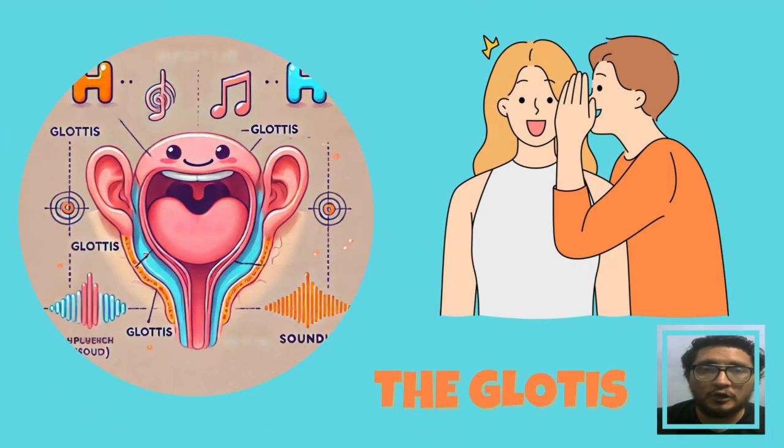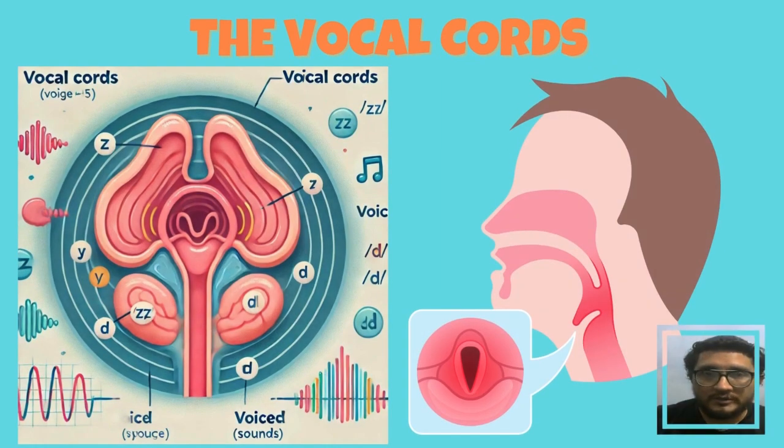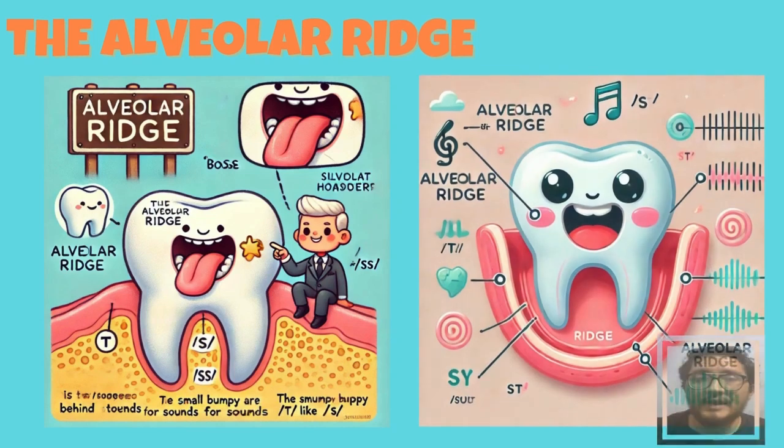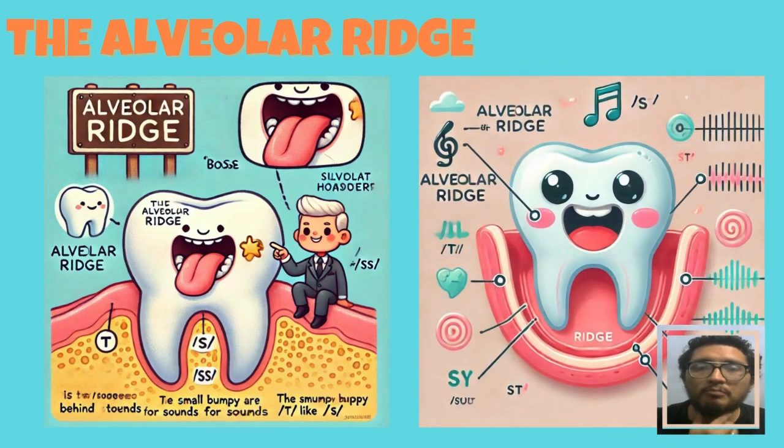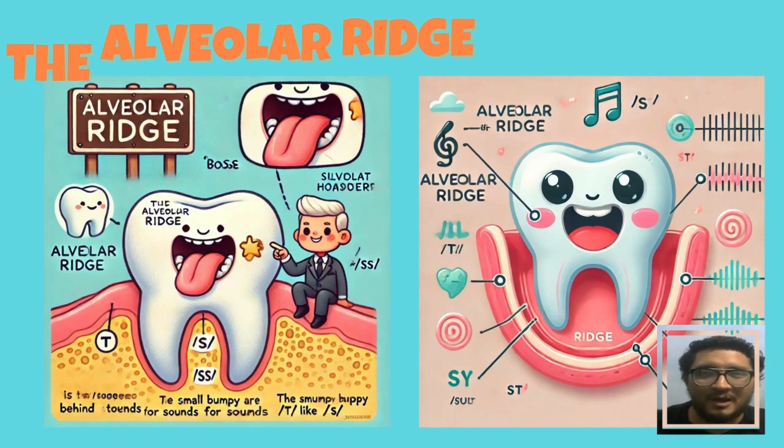Now it is the turn for the glottis. That little gate in your throat allows you to whisper. Cool, right? The vocal cords vibrate and make sounds like B and V. Can you feel the buzz when you say V? The alveolar ridge, that small bumpy part behind your teeth, is the boss for sounds like T and S. It's the secret headquarters for many sounds.